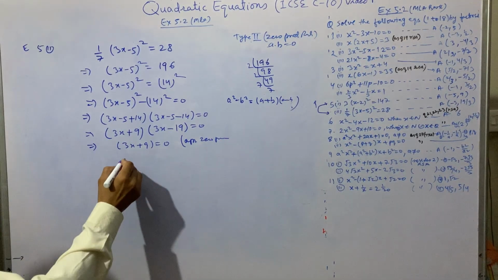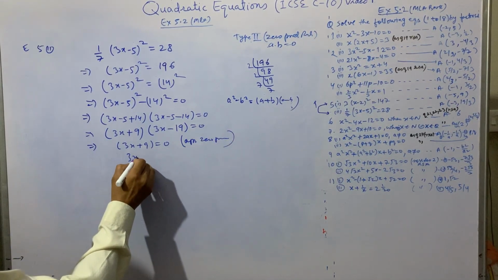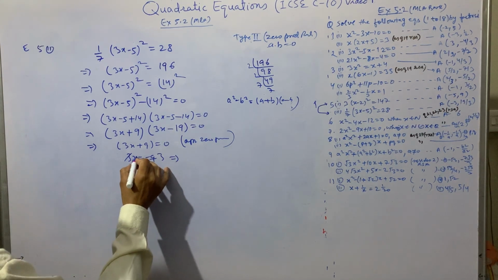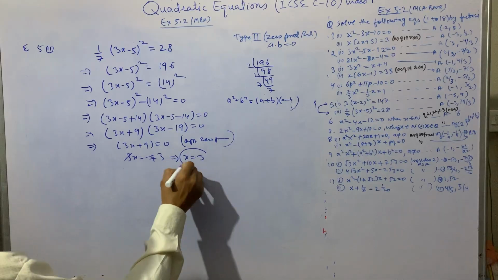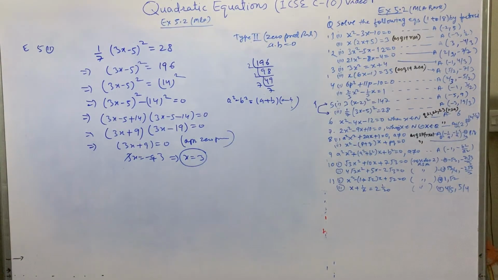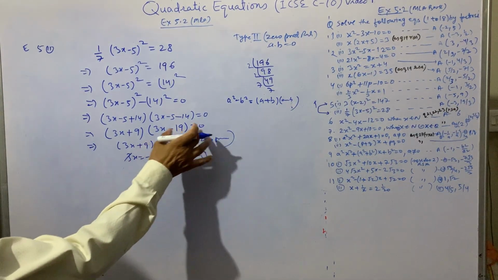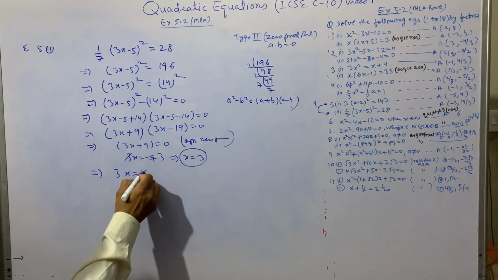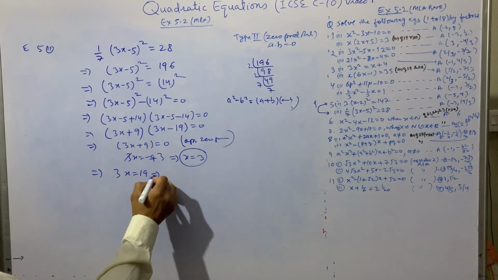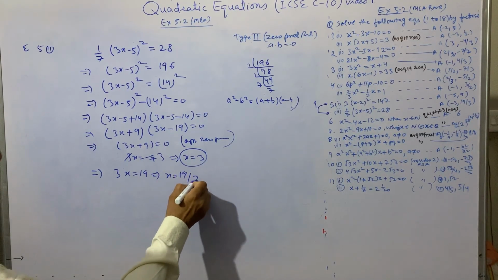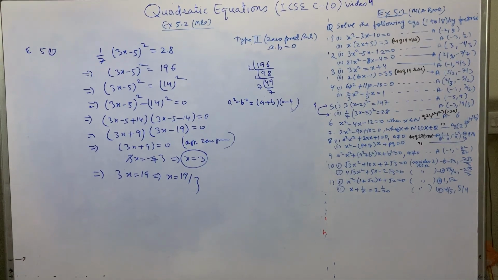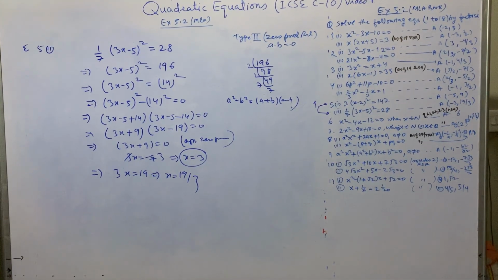So we got 3x is equal to minus 9. 3 3s are 9. That means we are getting x is equal to minus 3. This is one of the solutions of the given equation. Now taking the b part, b is equal to 0, so 3x is equal to 19. That means x is equal to 19 upon 3.